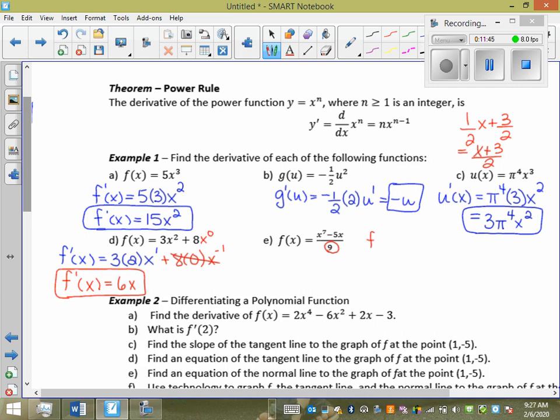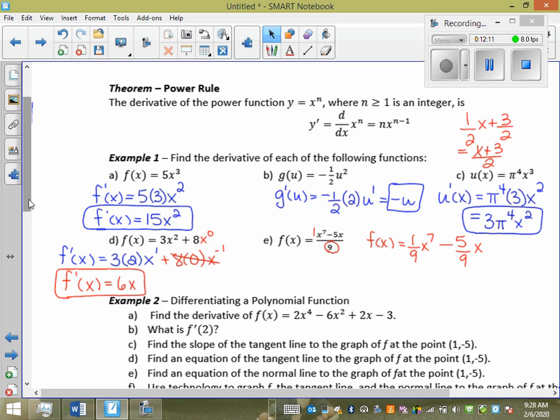So I'm going to have to go f of x equals, now this has a 1 in front. So when I divide it by 9, I'm actually going to get 1 over 9 x to the 7 minus 5 over 9 x. Now instead of it being a denominator, that 9 becomes part of your coefficient. And then we can do power rule again, right?